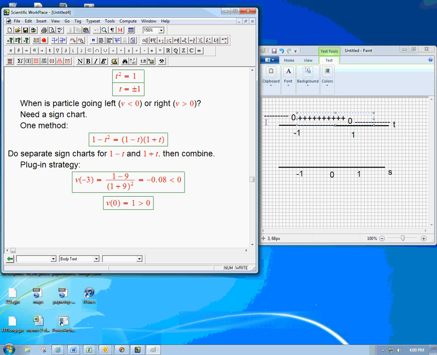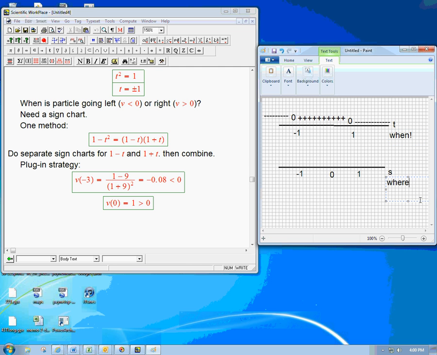It starts out heading left. Then it turns to the right, then it goes to the left. Remember, this is the t number line. This is when stuff happens. This is when. Now we want to put it into the where picture. What does it actually look like when you look at it from the side?